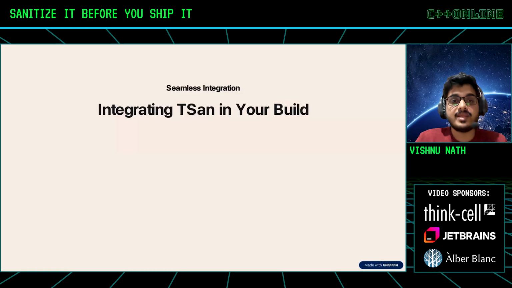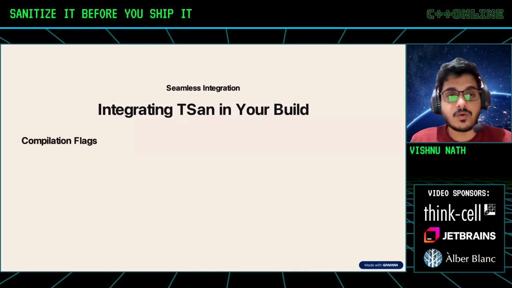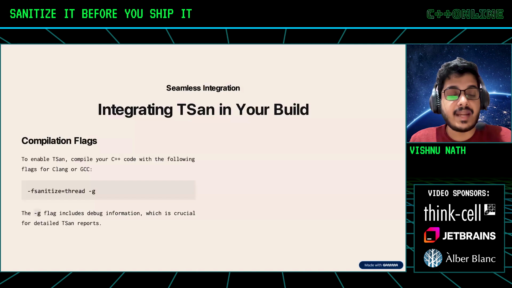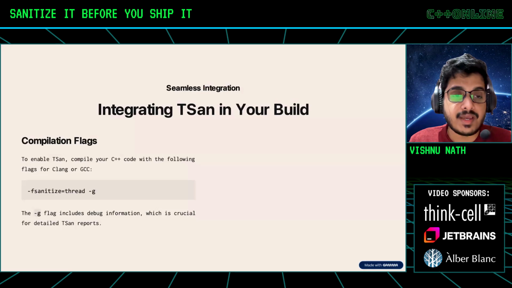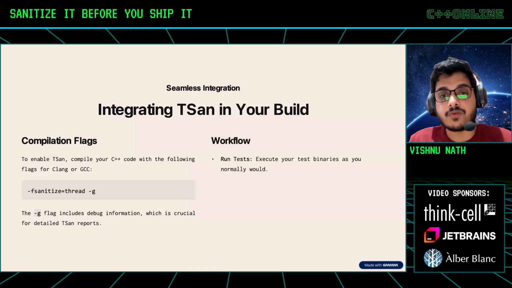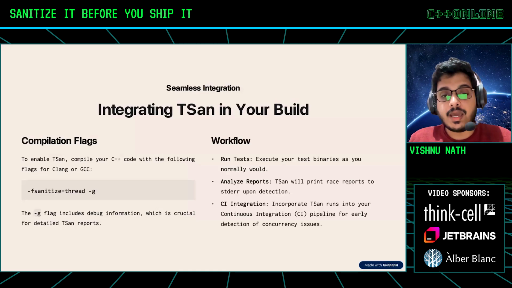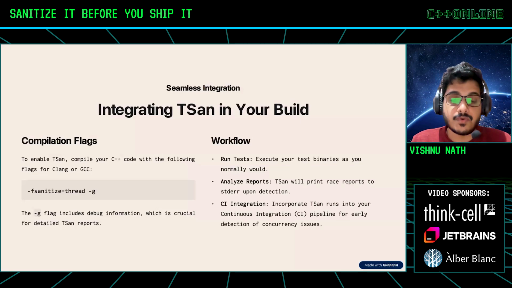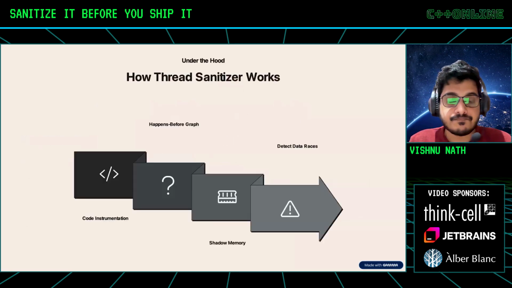One of the main advantages of TSan is the seamless integration. As you already saw in that code, just adding this compilation flag makes the code instrumentation happen in that particular file, and it will sanitize that particular function or file. The workflow will be: run your tests using TSan, analyze the report, and incorporate TSan runs into your continuous integration pipeline for early detection of concurrency issues.